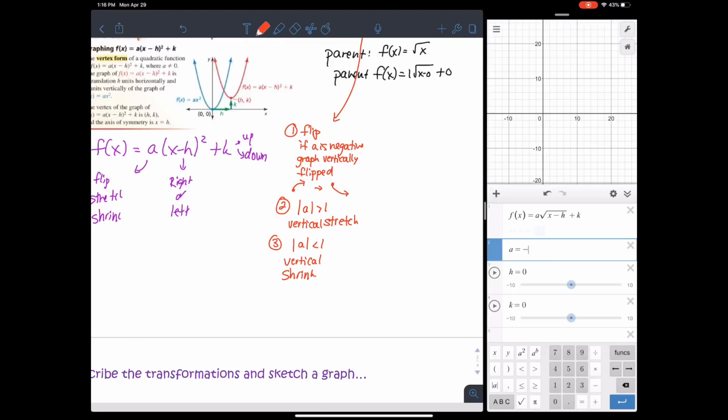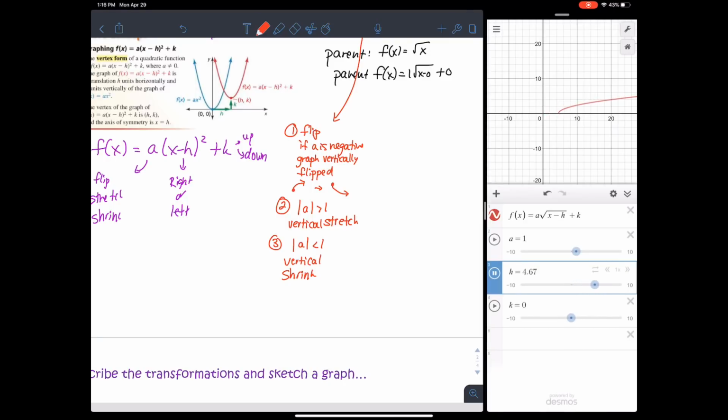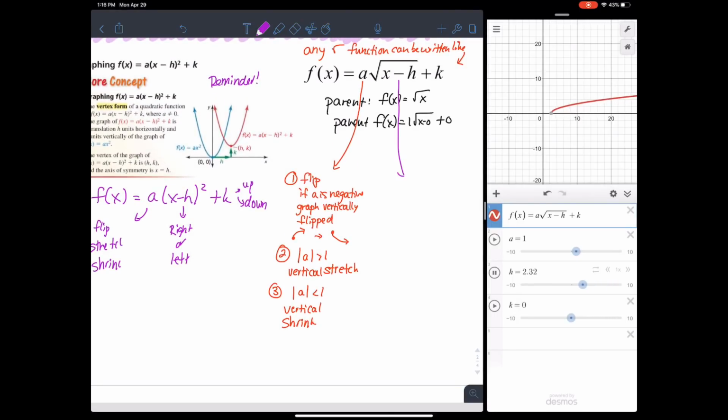So let's set a back to 1, which is what the parent function is, and we're going to hit play on the h value, and we can see the h value is moving that starting point left or right. So we'll label our h value, and it's actually going to follow the same rules as it did with the parabola. So it's going to move right if it's x minus a number, and then it's going to move left if it's x plus a number. So again, the thing under the square root will determine if it moves right or left.